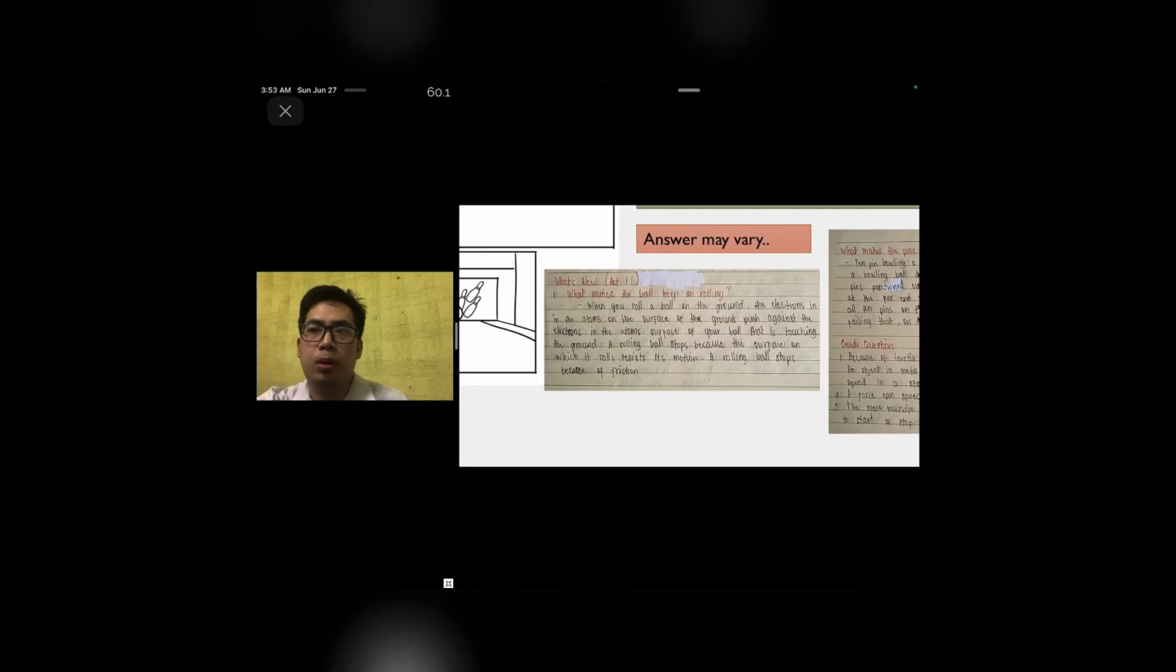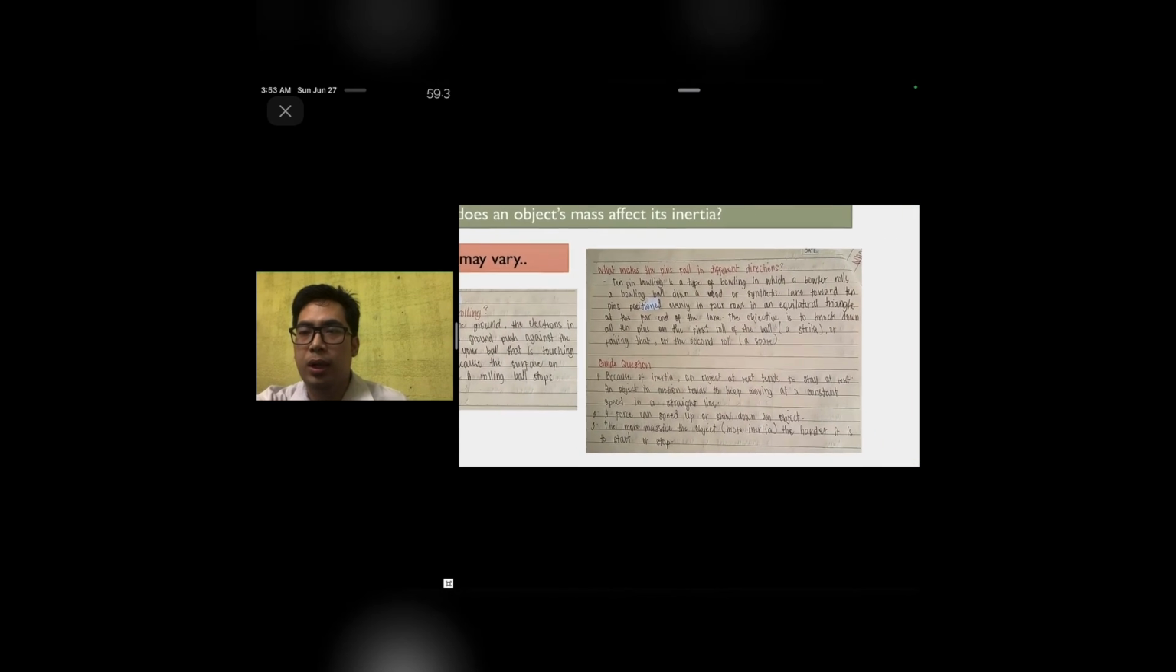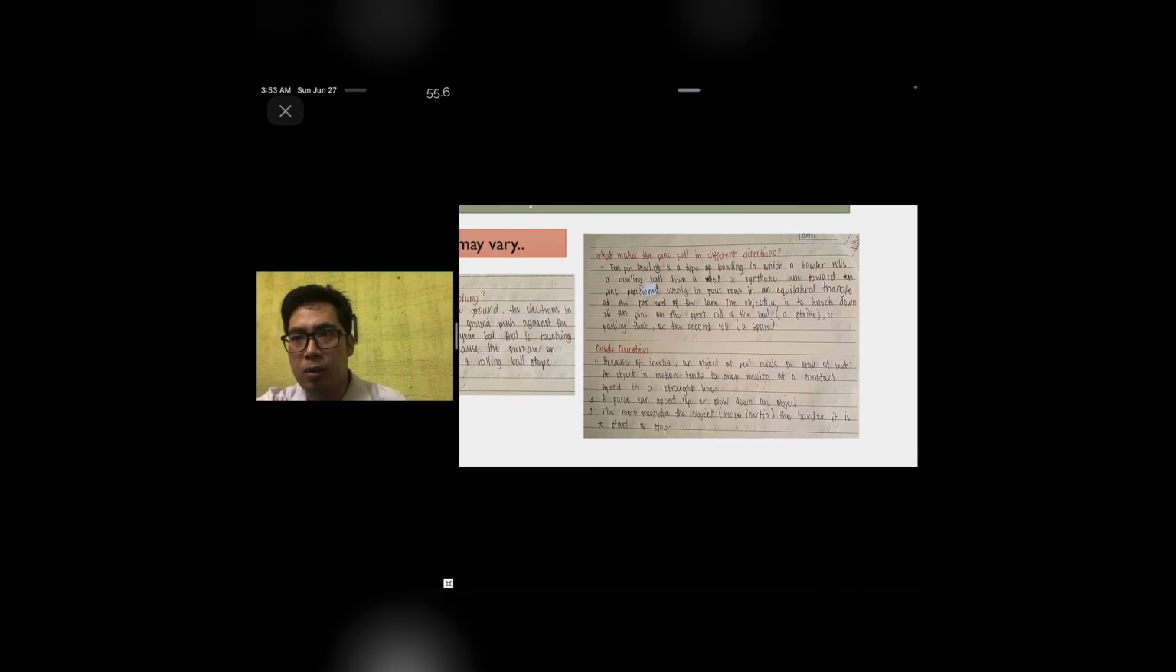When you roll a ball, these are the sample answers they gave me. Another one: 10-pin bowling is a type of bowling in which the objective is to knock down all the pins. They explained their understanding of how the bowling ball continues to roll and how it comes to a stop.